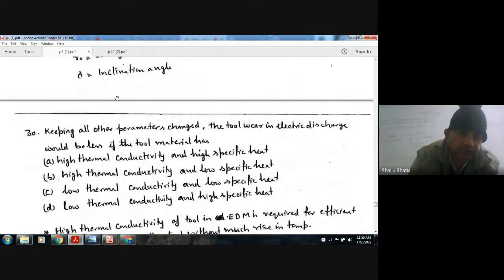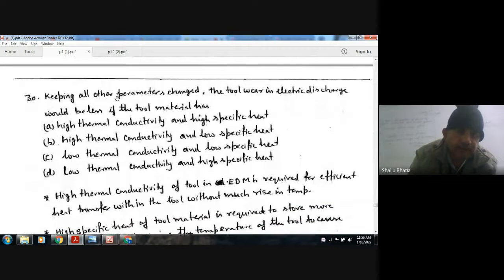Next, keeping all other parameters unchanged, the tool wear in electric discharge machining would be less if the tool material has: A, high thermal conductivity and high specific heat; B, high thermal conductivity and low specific heat; C, low thermal conductivity and low specific heat; D, low thermal conductivity and high specific heat.